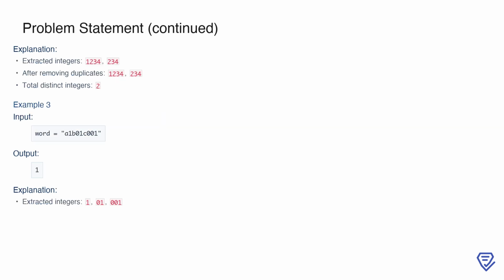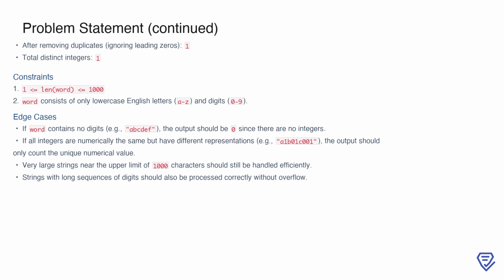Now, let's consider a more nuanced case with the input word = "a1b01c001". The integers extracted from this string are 1, 01, and 001. While these appear different in their representations, they all have the same numerical value of 1 when leading zeros are ignored. As a result, only one unique integer exists in this case, and the output is 1. To summarize, the integers 1, 01, and 001 are all treated as the same number because leading zeros do not change the numerical value. After removing duplicates, the only unique integer left is 1, giving a total count of 1.